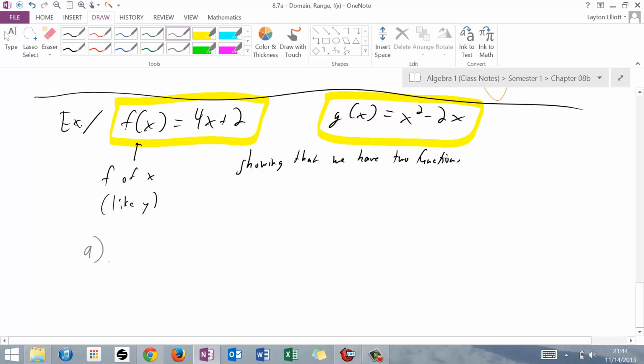Let's look at this one here. I'm going to say, what is f of negative 14? So not f of x, f of negative 14. Well, that means to take negative 14 and substitute it in for x. It's really easy to do, you just have to know what that means. So f of negative 14 is to say 4 times negative 14 and then plus 2.